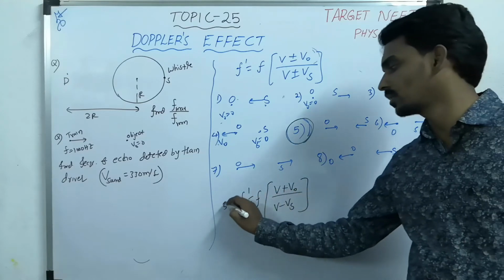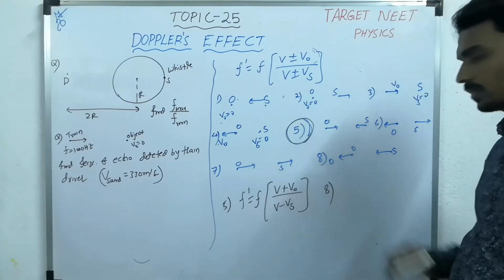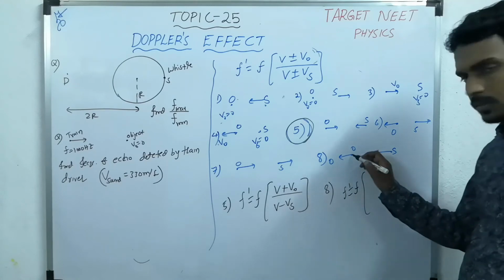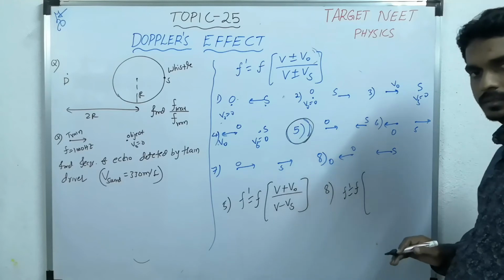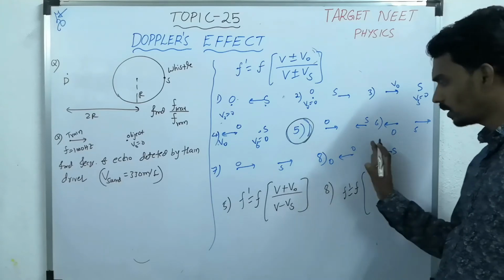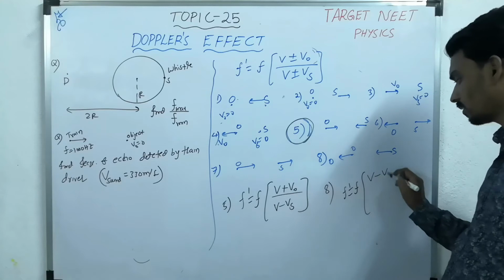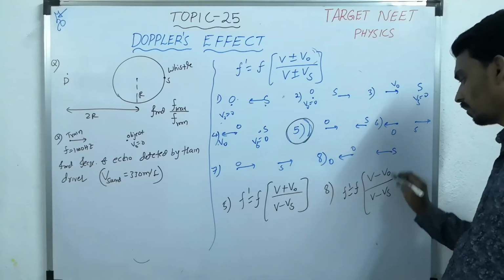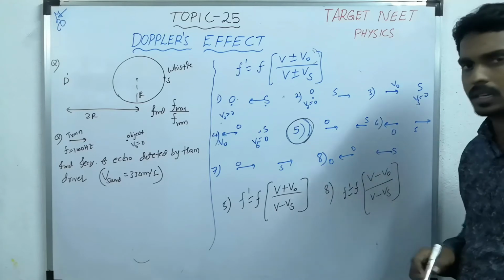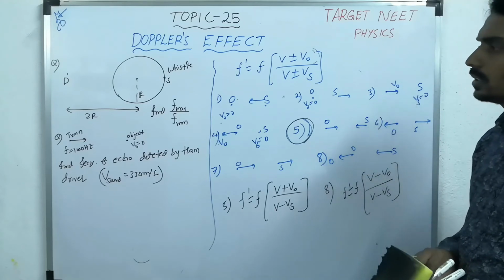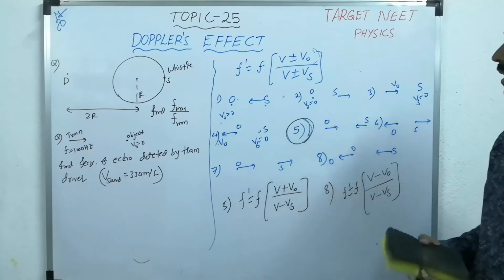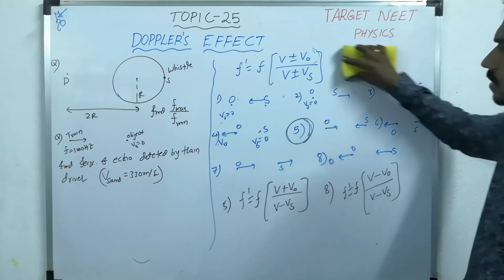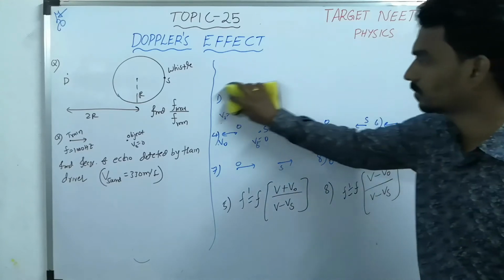So this way, in any situation, take the 8th situation. This is like the 5th situation. Take the 8th situation. Now f dash equals f into observer moving away. Don't think about the source yet. Observer is moving away means minus. But the source is approaching, so V minus Vs. So this way you have to understand how to make the formula. And based on these 8 situations, direct questions can come.